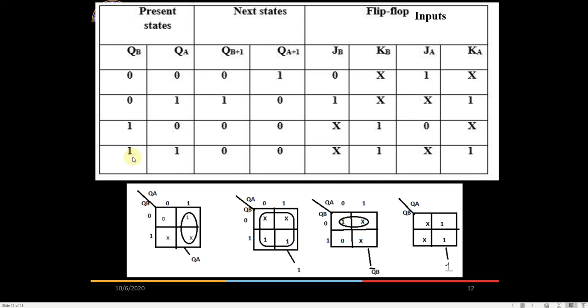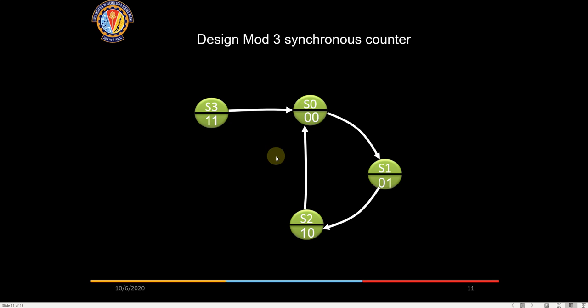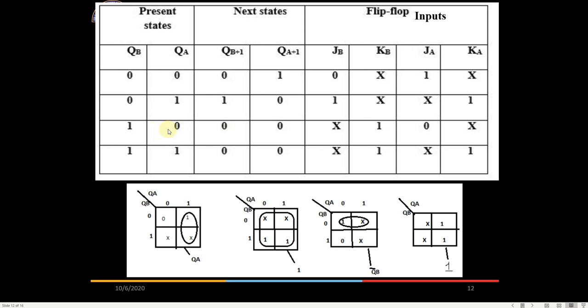See, this is the change which has happened here. For 1 1 I am getting 0 0, and from 1 0 also I am going to 0 0. So from 1 1 also I am going to 0 0, and from 1 0 also I am going to 0 0. So this is the state from the previous 2-bit counter. This is the change which has happened here.